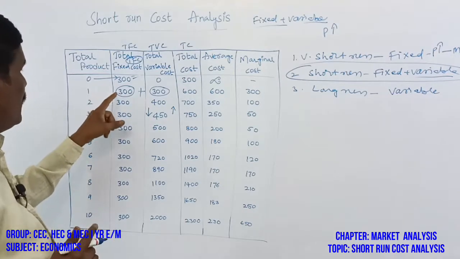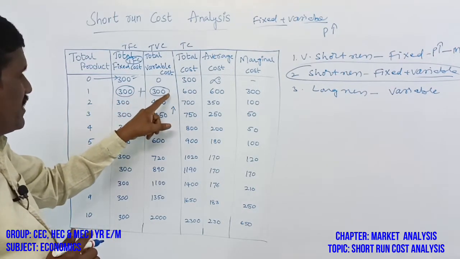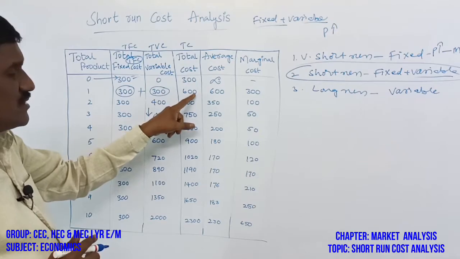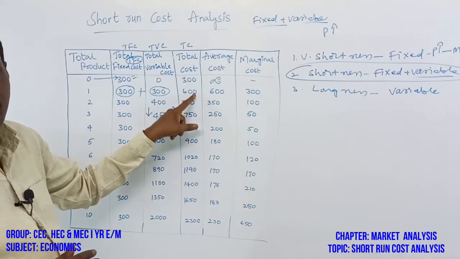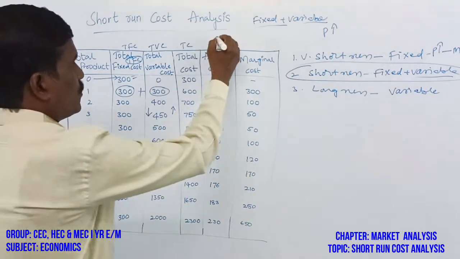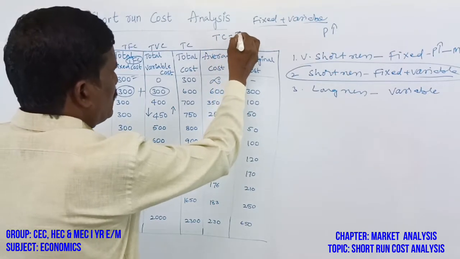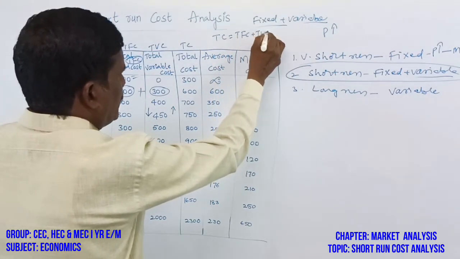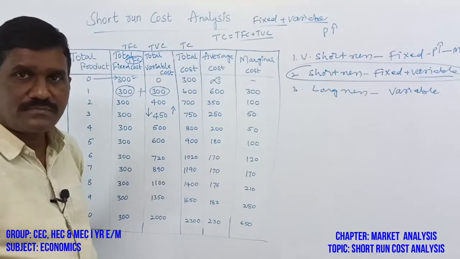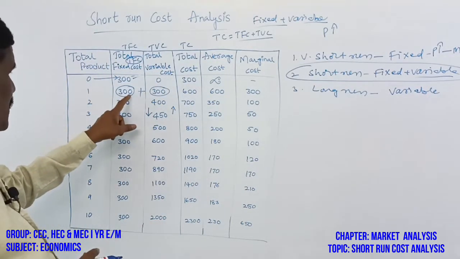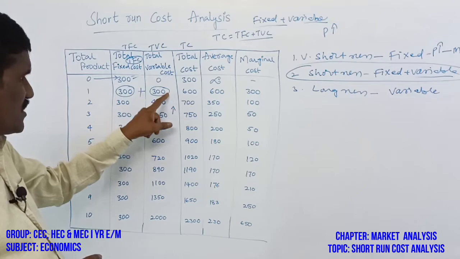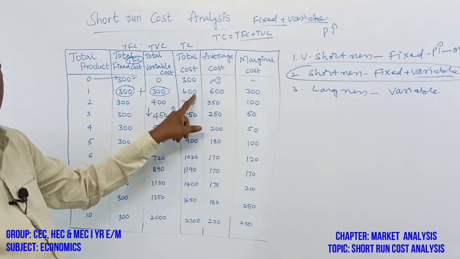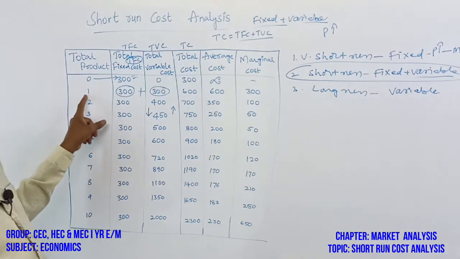By using the TFC and TVC, we get the 600 of total cost. How can we get the total cost? Total cost is equal to total fixed cost plus total variable cost. So total fixed cost is 300, total variable cost is 300. The total cost is 600 to produce one good.